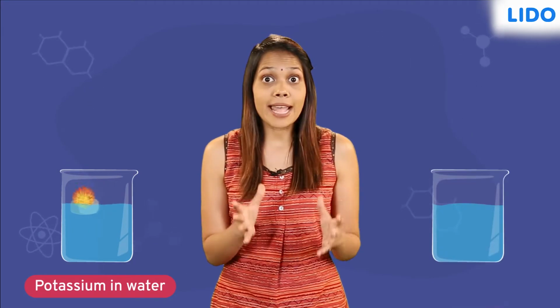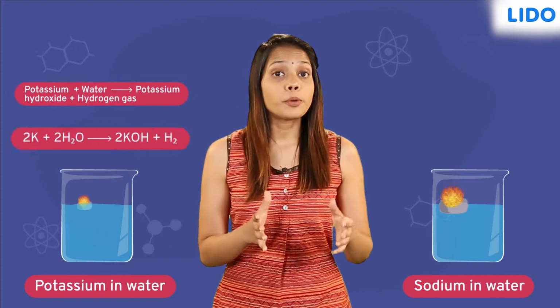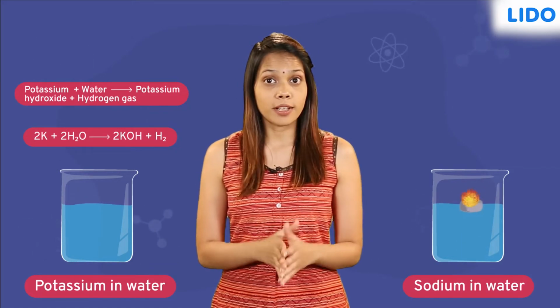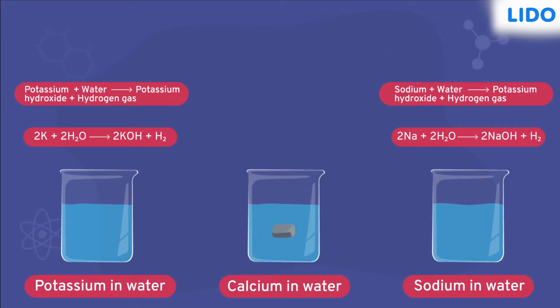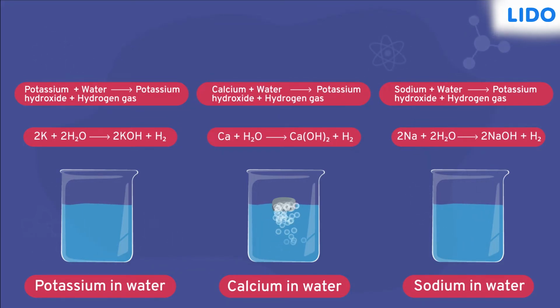But if you put the metal potassium in water, it catches fire almost immediately, and the same goes for sodium. Potassium reacts with water to form potassium hydroxide and hydrogen gas, whereas sodium reacts with water to form sodium hydroxide and hydrogen gas. If we put calcium in water, it sinks. Notice the bubbles formed? This is the hydrogen gas being released, and calcium is now floating. Calcium reacts with water to form calcium hydroxide and hydrogen gas.